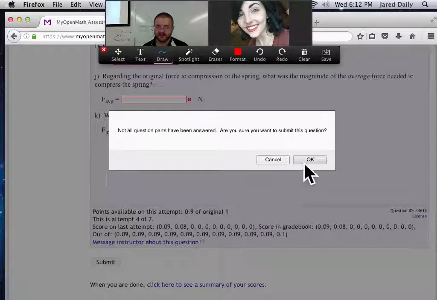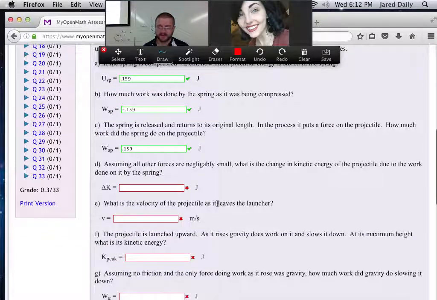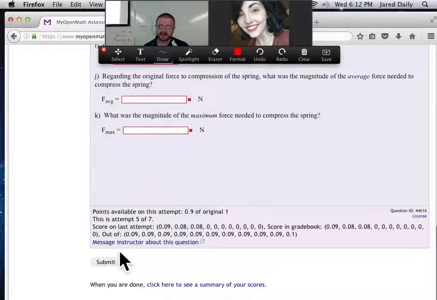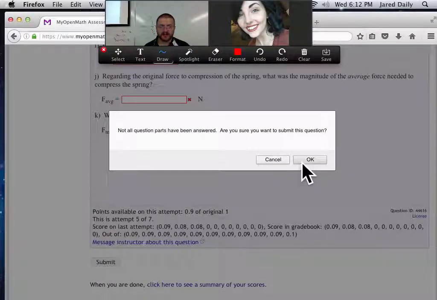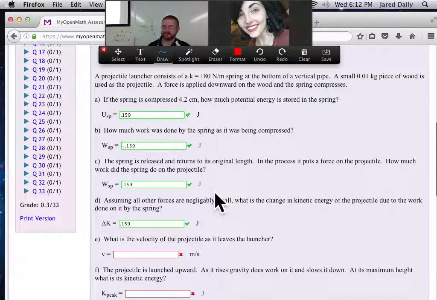So it's just trying to show you that it matters how the energy is being used. That's correct. So the change in kinetic energy would also be 0.159 because it's going into it, it's increasing its energy. So yeah. Then you've got to calculate velocity and everything else.